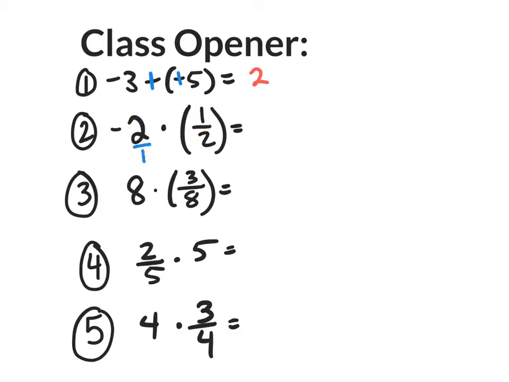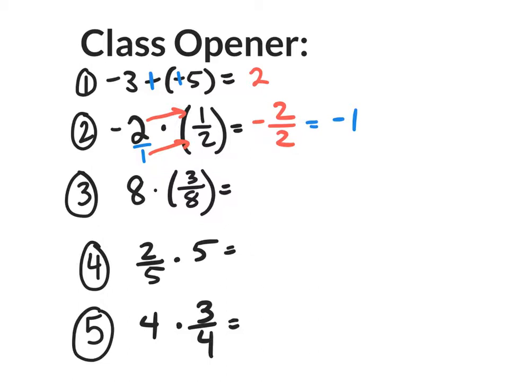We put it over 1 and then simply multiply the top with the top. 2 times 1 is 2, and the bottom with the bottom. 1 times 2 is 2. And it is negative because a negative times a positive is a negative. So your answer is the fraction negative 2 over 2. And 2 over 2, 2 divided by 2, that's 1. So the answer is really negative 1.